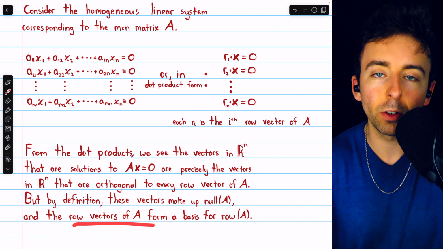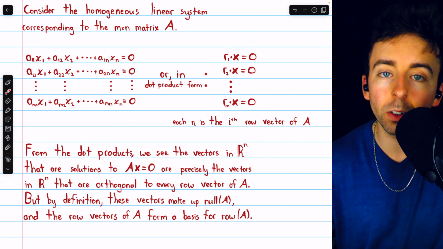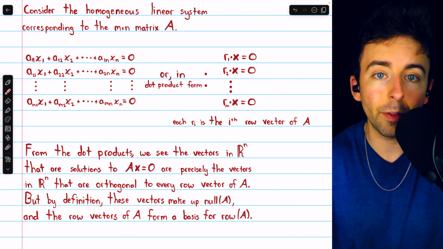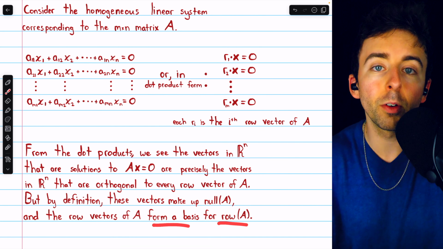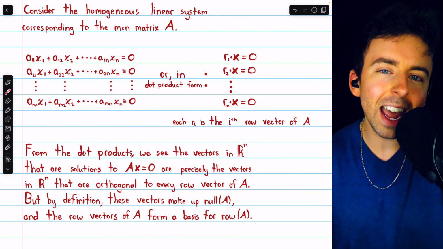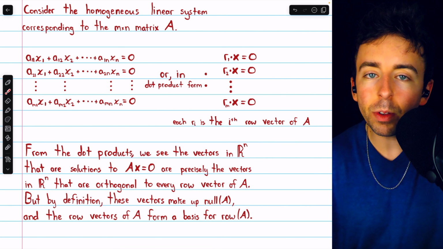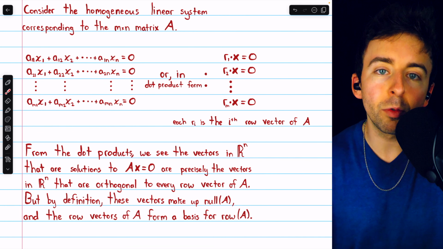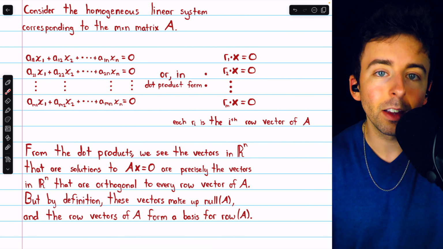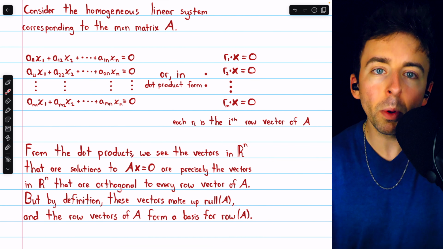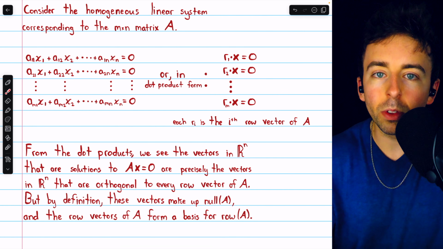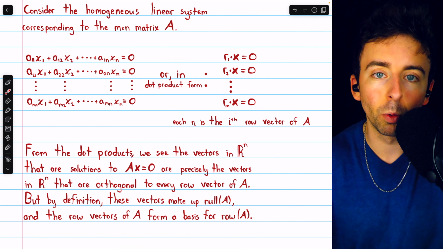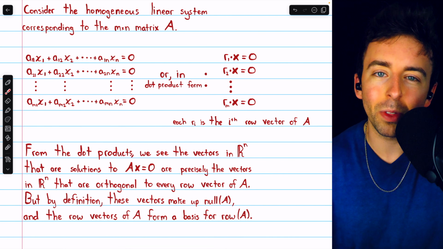And the row vectors of A that are orthogonal to those null space vectors, of course, by definition, form a basis for the row space of A. So altogether, what this shows is that every vector in the null space of A is orthogonal to every vector in a basis for the row space. That's almost where we need to go. We need to show that every vector in the null space is orthogonal to every vector in the row space. So now we just need to show that follows.